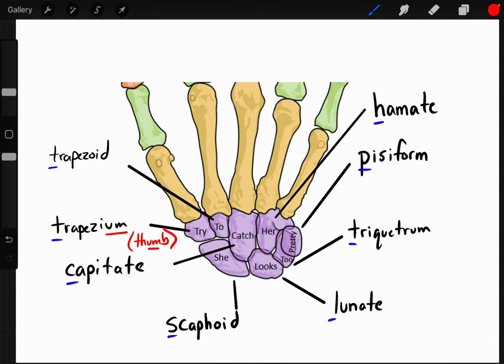But these are the carpal bones. For right now, know them as carpal bones. But within about a week, I want to transition from carpal bones into their specific names. And that's what these are: trapezoid, trapezium, capitate, scaphoid, lunate, triquetrum, pisiform, and hamate.